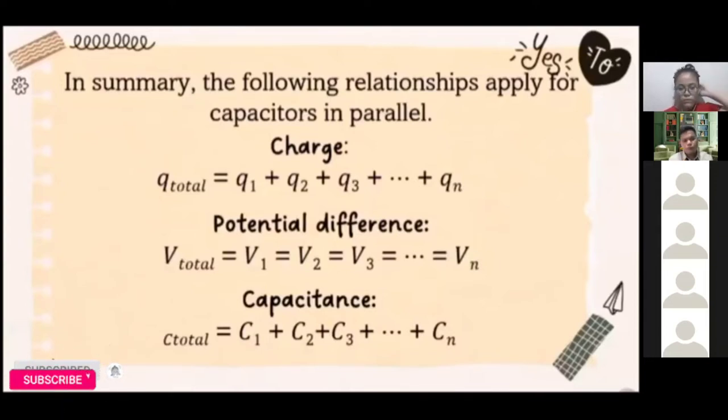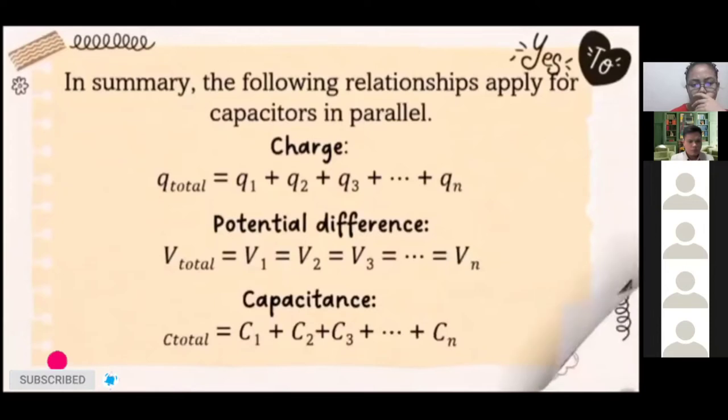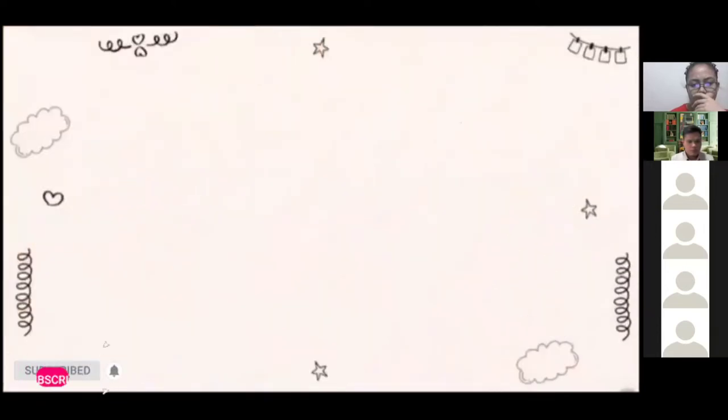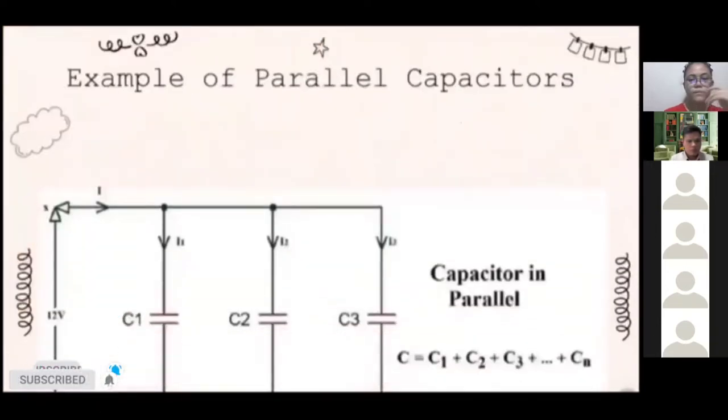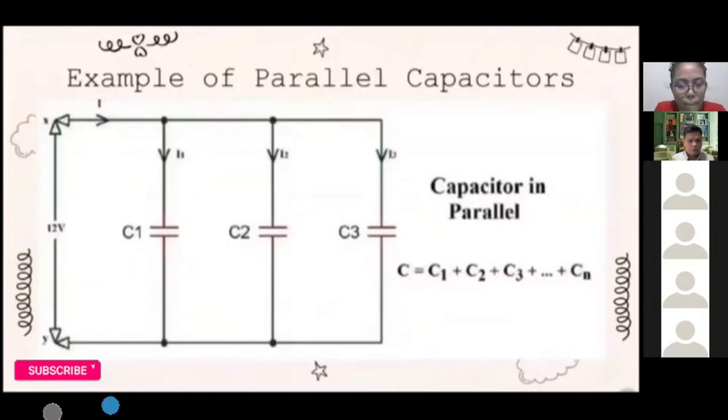And lastly, for the capacitance, C total V total is equal to C1 V1 plus C2 V2 plus C3 V3 and so on and so forth. And C total is equal to C1 plus C2 plus C3 and so on and so forth. N, or the nth term, is the final or last given number as shown in the PowerPoint presentation.